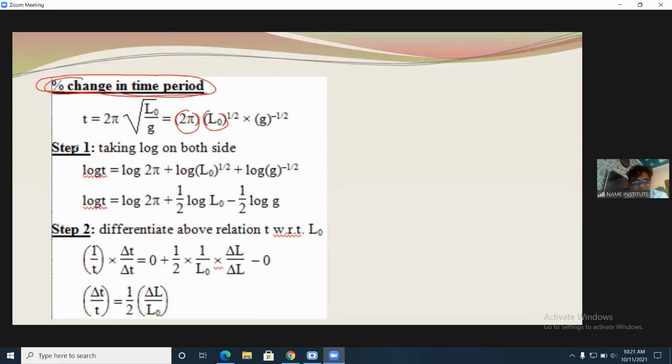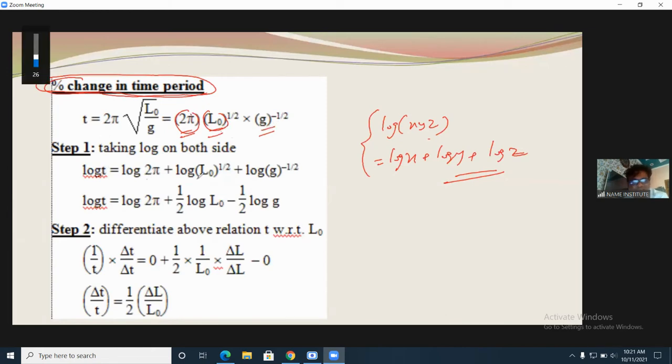First step we are applying: taking log on both sides. This is the property of log: log xyz is equal to log x plus log y plus log z. It should be clear so that we can apply it here. So log of T will become equal to log of 2 pi plus log L naught to the power 1 by 2 plus log g to the power minus 1 by 2.